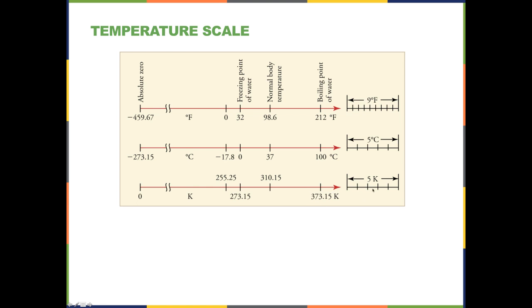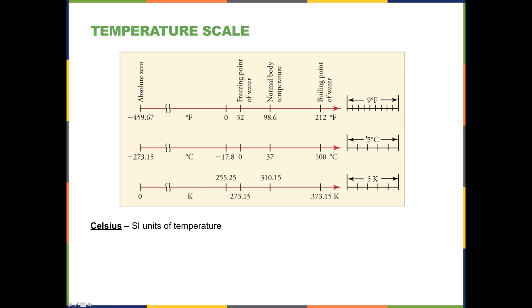You'll notice, and this is shown here, that 5 degrees of Kelvin are the same as 5 degrees of Celsius. However, there's 180 degrees between the boiling point and the freezing point in Fahrenheit, and 100 degrees between the freezing point and the boiling point in Celsius. So there's a 9:5 ratio between Celsius and Fahrenheit.